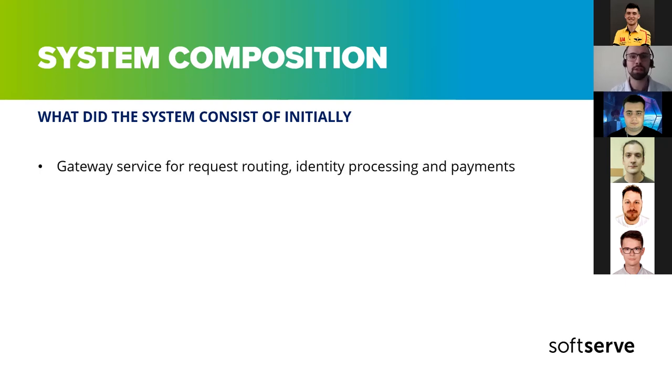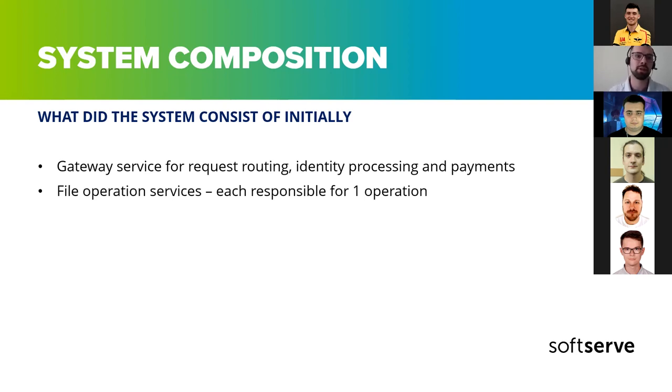So it was gateway service for request routing. And the first mistake here, it contained identity processing, and it also contained payments. So it had three responsibilities. So one service had three responsibilities: routing, identity processing, and payments. And that is the first mistake. The other item in this system was file operation services. So there were, I think it was four or five services, each was responsible for a specific operation on the file. So these were there. And then there was a shared SQL data warehouse.